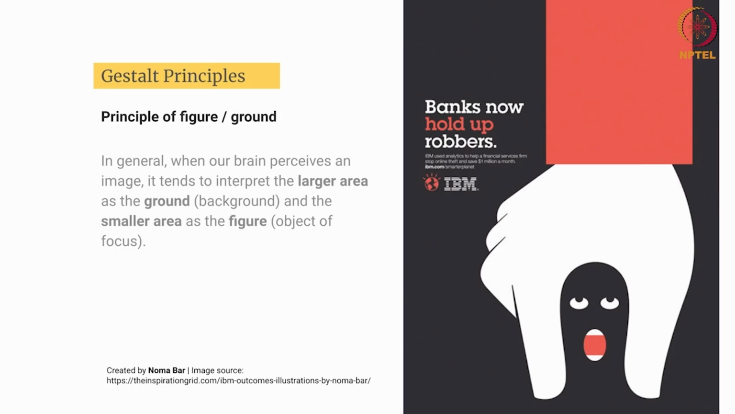Now if you look at this image, you can easily see how IBM is trying to talk about their technology, especially in the banking sector. It says, "Banks now hold up robbers." It talks about IBM technology and how, because of such technology, it's easier for banks to identify fraudulent activity happening in the system.